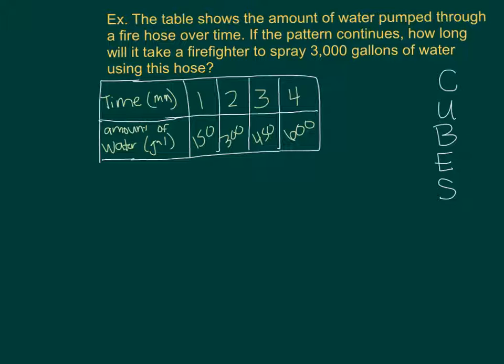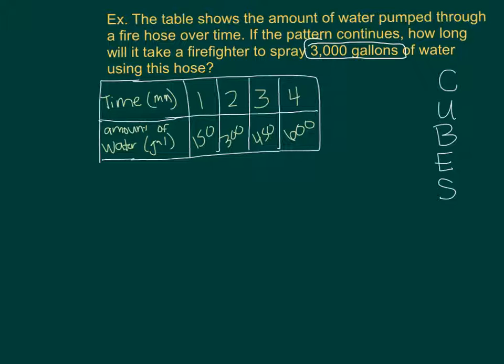So let's go back and do CUBES. First, we want to circle our numbers. In our problem, it looks like we had this number here, 3,000 gallons. So let's include gallons in that. 3,000 gallons of water. And then, obviously, we have to refer to our table as well.